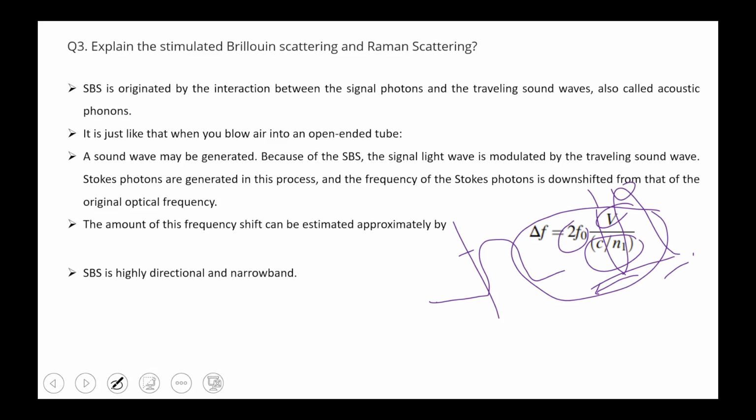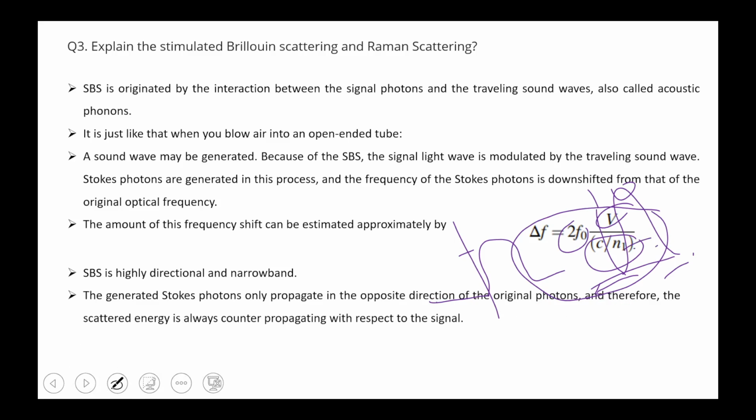So SBS is highly directional and narrow band. It is not wide band; it should be narrow band, because due to the amplifier the band will be reduced in that case. So the generated Stokes photon only propagates in the opposite direction of the signal photon, and therefore the scattered energy is always counter-propagating with respect to the signal. Some photons will move in the upward direction, some in the downward direction, and both will interact, and it may degrade the signal, or some signal loss may happen.